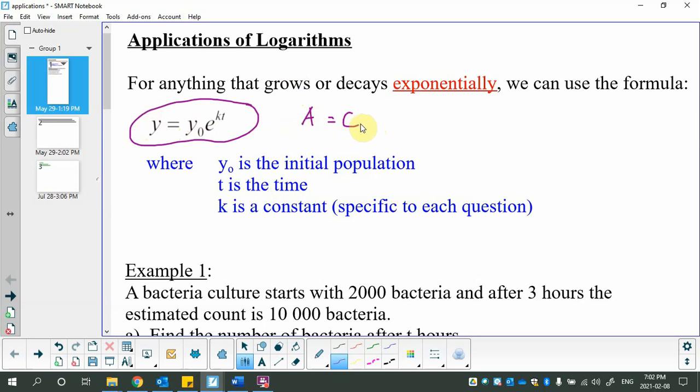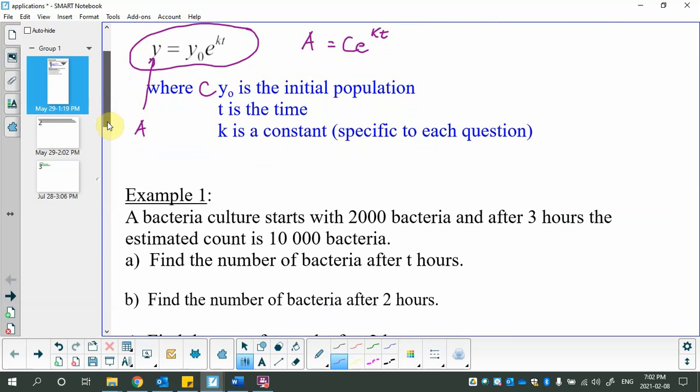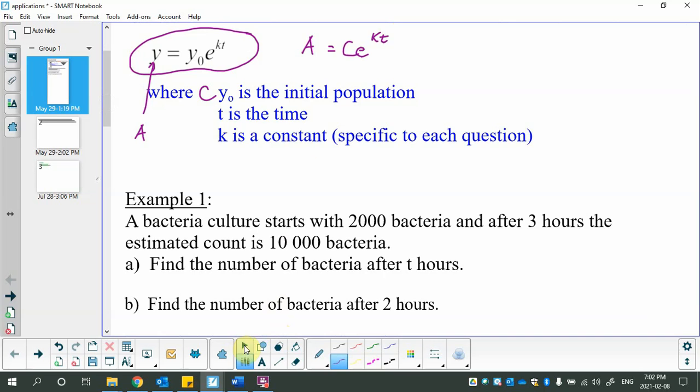I don't know why my pen is not working fantastically. So that. The y-naught, the y sub 0, is replaced with the letter C, and the final value is replaced with the letter A. So I'm going to use that because I think it's a little bit less tricky to keep putting this down. And I just decided that because my pen isn't working fantastic. So hopefully it's just the purple. So I'm going to write this down again.